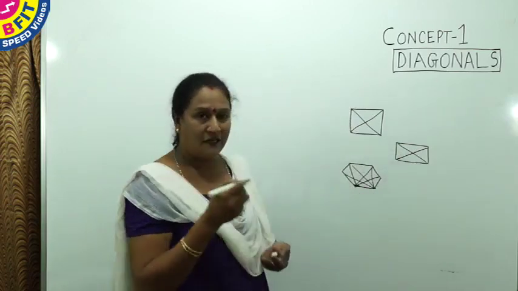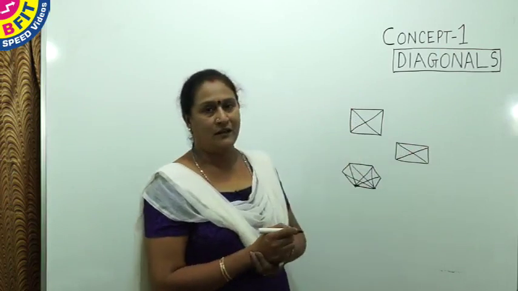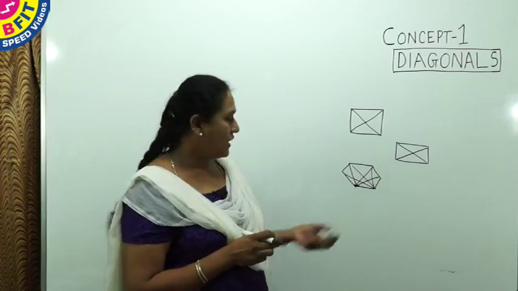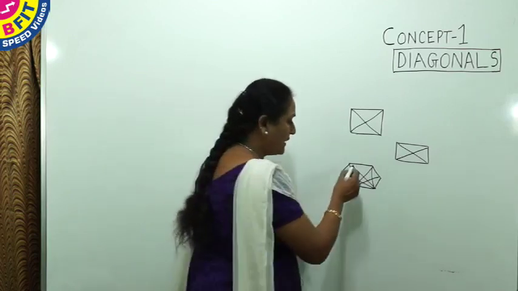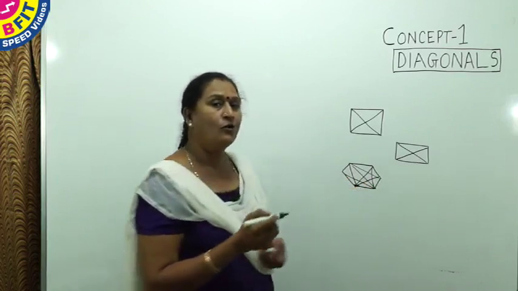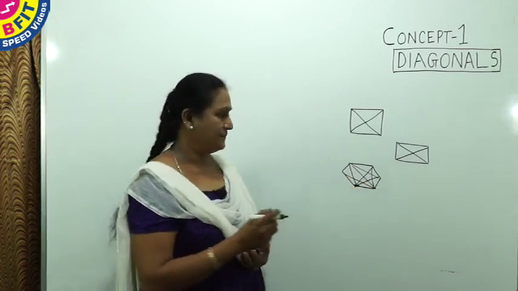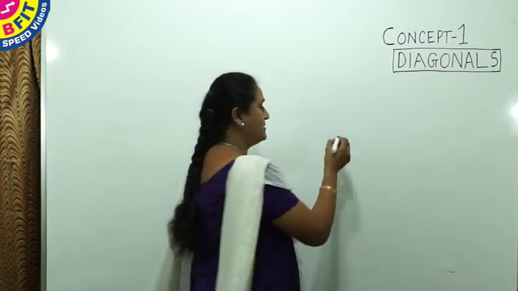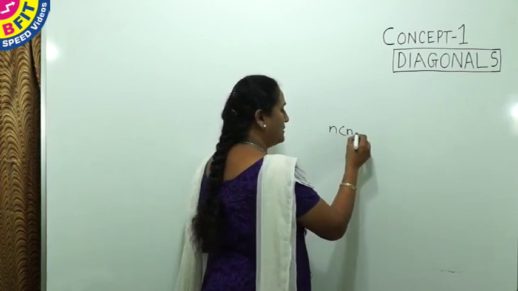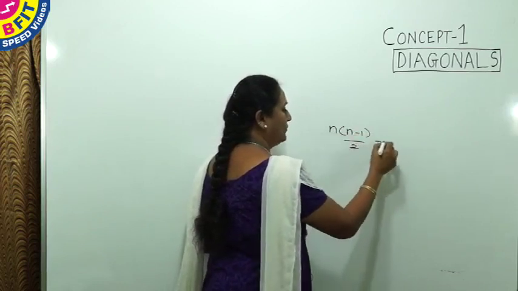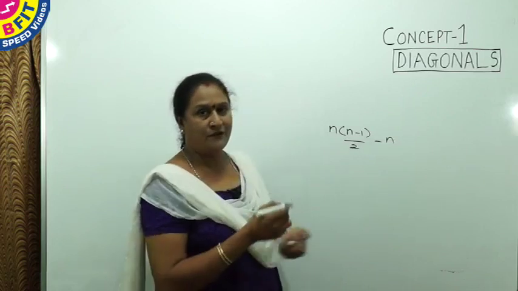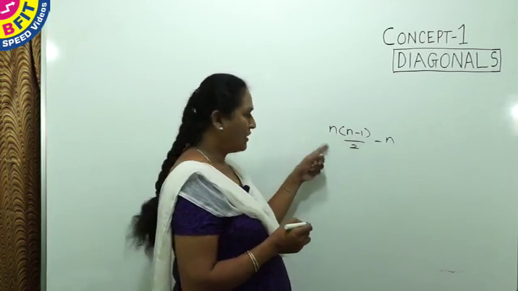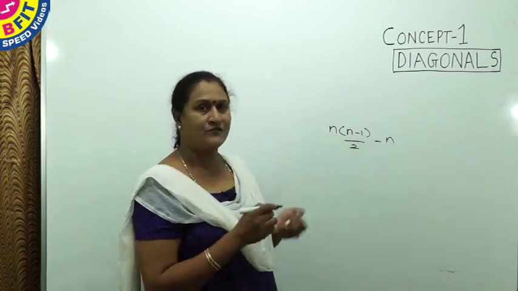And how to calculate the number of diagonals for a given polygon? Say it is a quadrilateral, so easily we can say there are only two diagonals. If it is a hexagon, from each vertex we can draw diagonals. And how to calculate the number of diagonals? The formula to calculate the number of diagonals is n into (n minus 1) by 2 minus n. And what is this n? It is the number of sides.